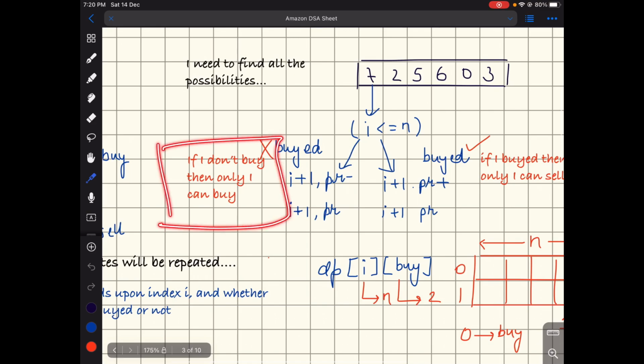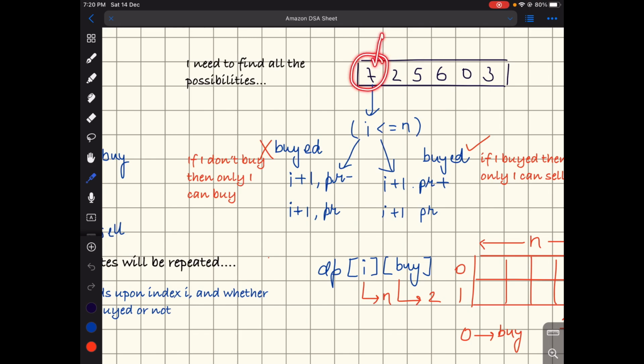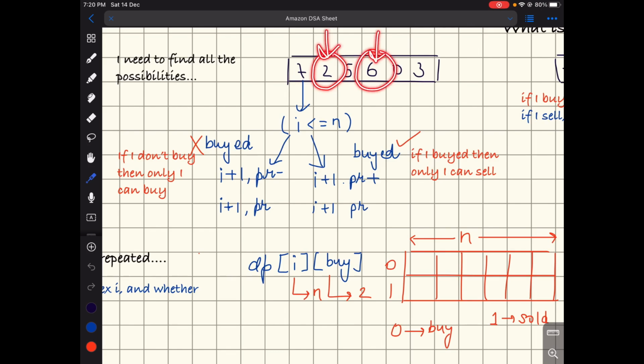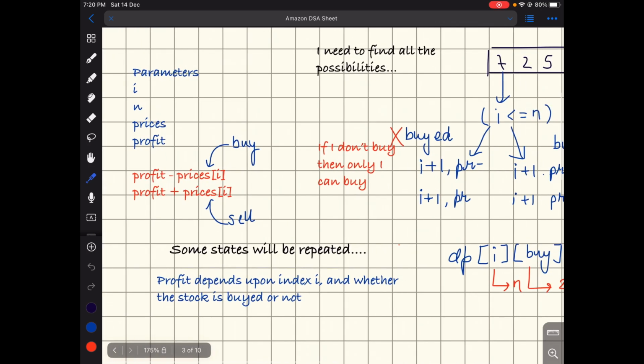And if I haven't bought before, then only I can buy, right? So if I am buying the stock at 7 at this point of time, I cannot buy at 2 because I have already purchased one stock. Also, if I have bought, then only I can sell. If I have purchased the stock at 7, then only I can sell it at 6. Or if I purchase the stock at 2, then only I can sell it at 6. So these are the parameters that will work in your recursion: i, the current pointer; n, the length of the given array; prices, the array itself; and profit, the total profit you are gaining.